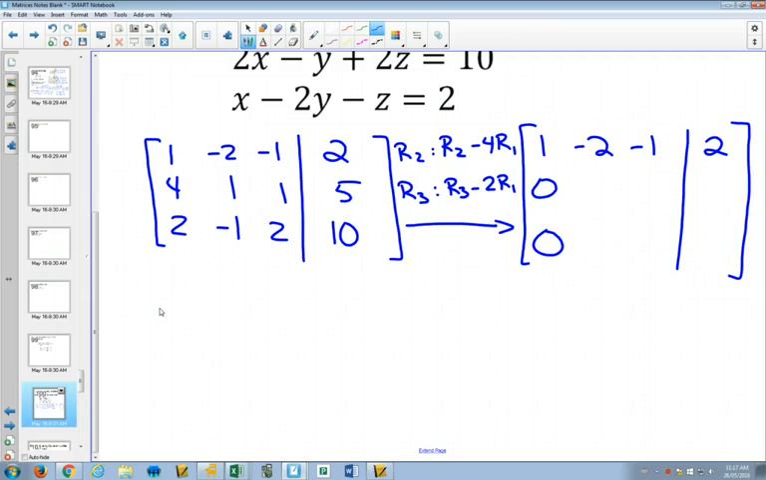So now I have to do the math. Well, for row 2, I'm subtracting 4 row 1s. That'll make this a 9. Subtract 4 row 1s will make this 5. And that a negative 3. Row 3, subtract 2 row 1s, so negative 1 plus 4. 2 plus 2. And 10 minus 4, 6.